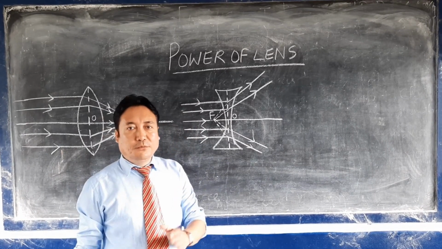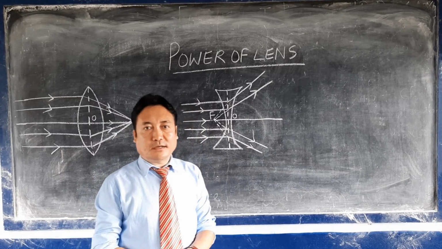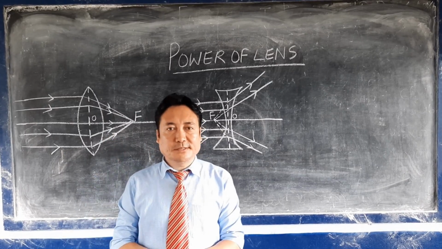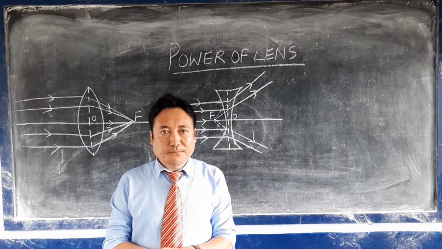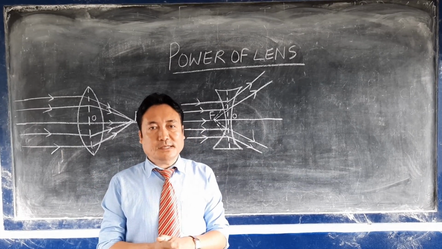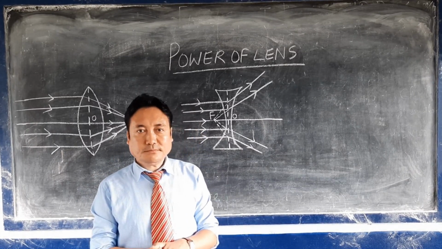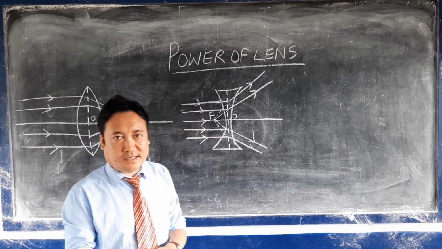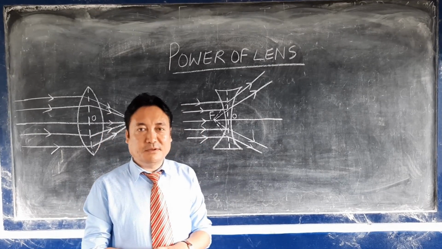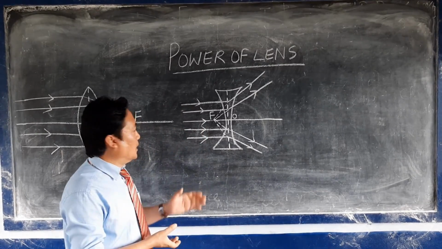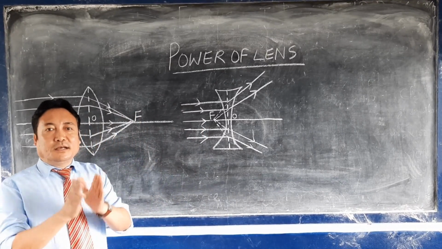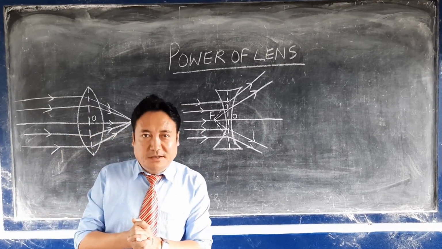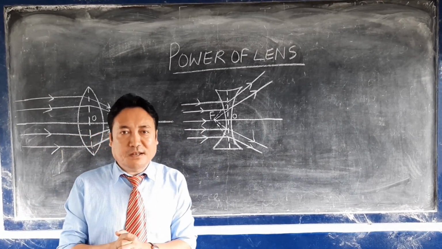Before we come to this topic, power of lens, you should know about the focus and the focal point. I already discussed that a long time back in the previous class. Now let us consider a convex lens and a concave lens. What happens in a concave and a convex lens?